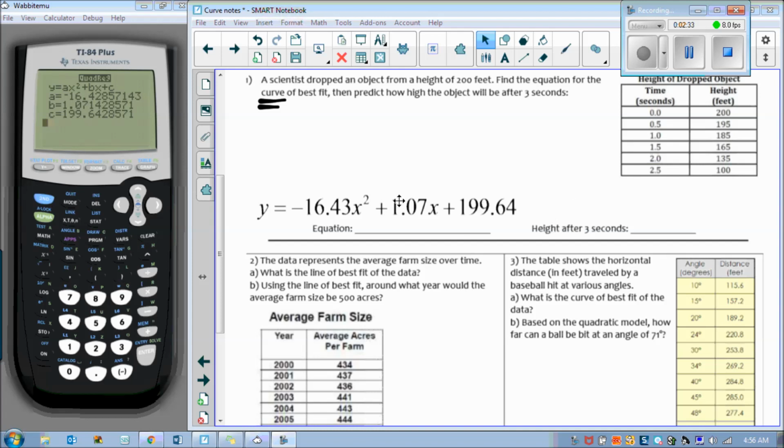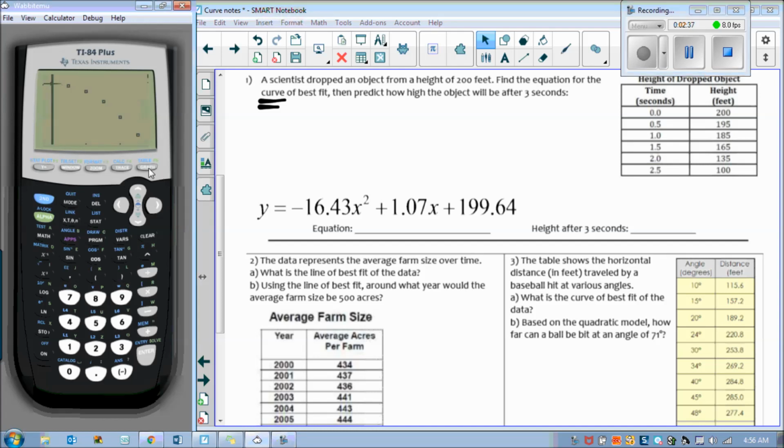So again, you could just take 3 and plug it into your x's in the equation. Since I have my graph all set up with that curve of best fit, I know that the calculator can find it easier by just using the value function. You hit second, trace, and then value, and I can just type in 3 and hit equals, and of course that's invalid because I am zoomed in too much.